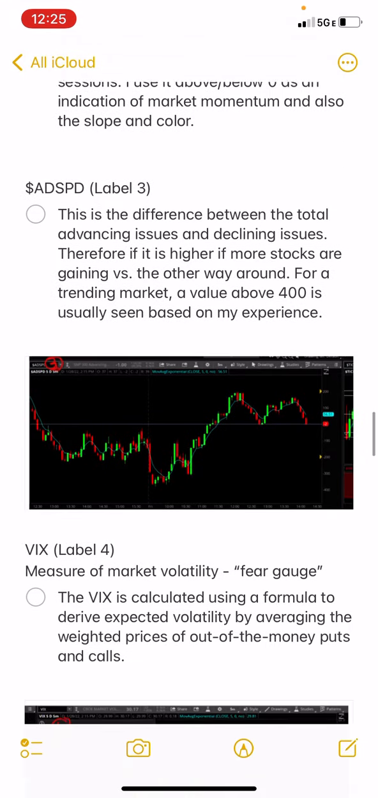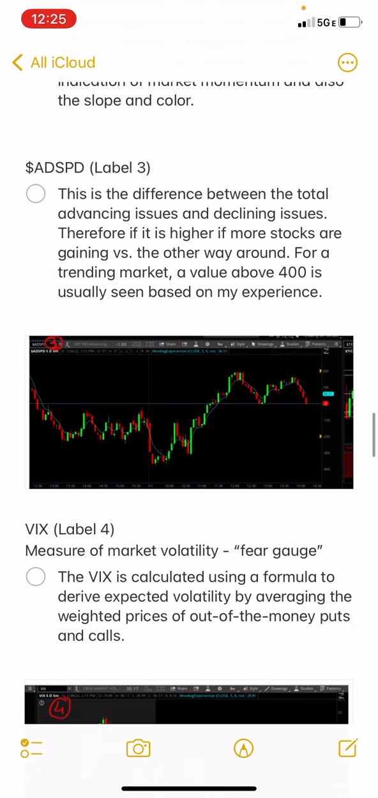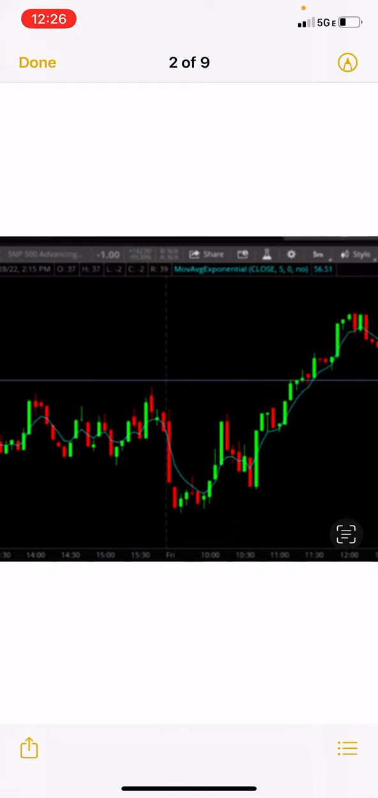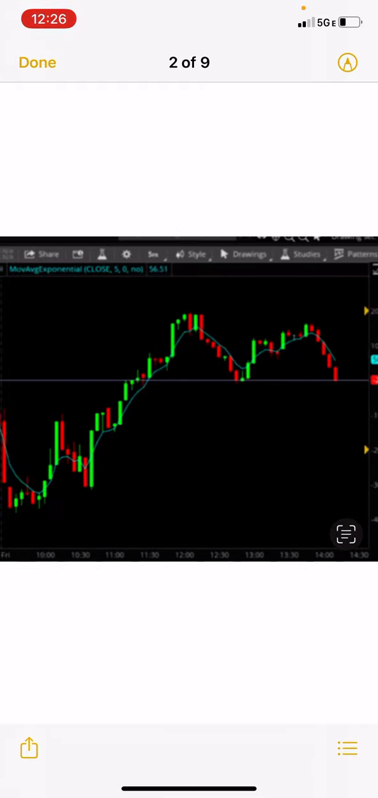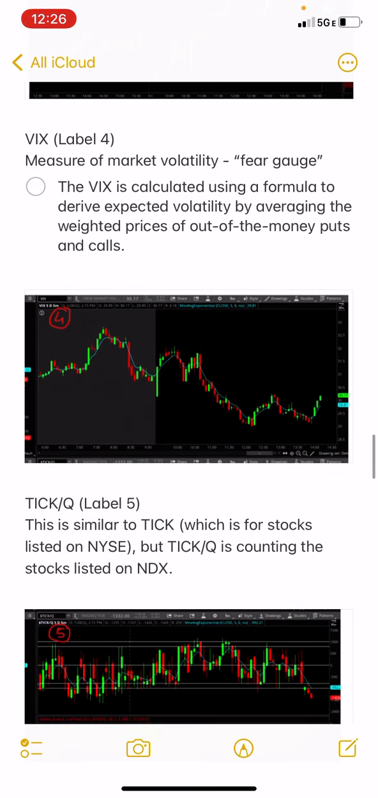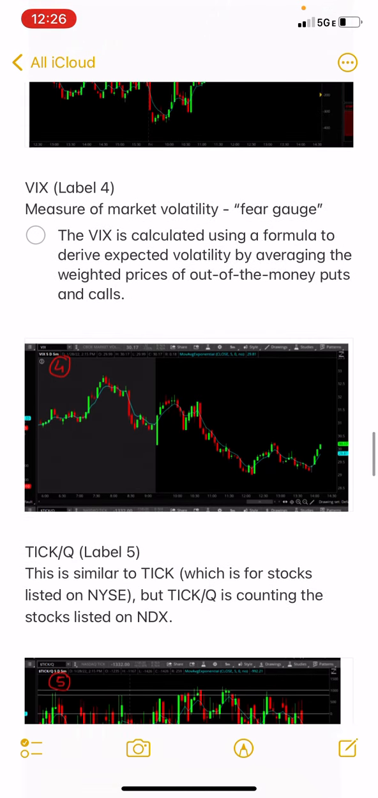And then you have the ADSPD, which is the difference between the total advancing issues and declining issues. So if it's higher, more stocks are gaining than there are losing, right? For a trending market, a value above 400 is usually seen, based on my experience, okay? So this is a little snapshot of that, the ADSPD, trending up here, showing that the market is trying to trend up, okay? And I'm going to go over these on my mobile version in a second.